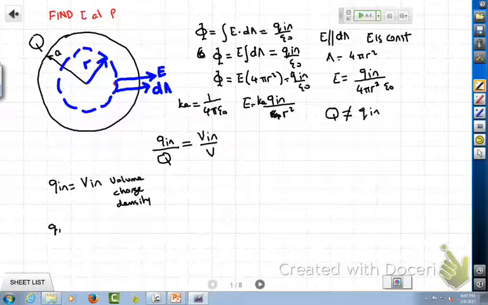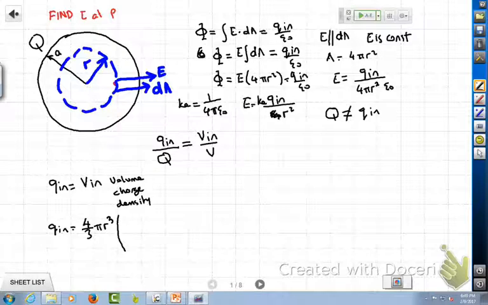So Q_n is equal to rho times V_n. What's the volume inside? 4/3 pi r cubed. And what is the radius for the Gaussian surface? Is it a or is it r? It's r, so r cubed.